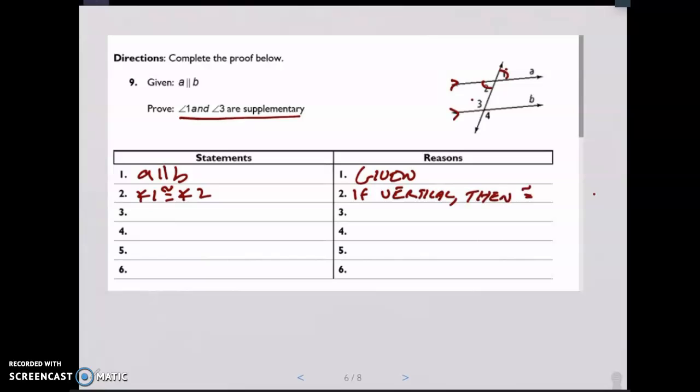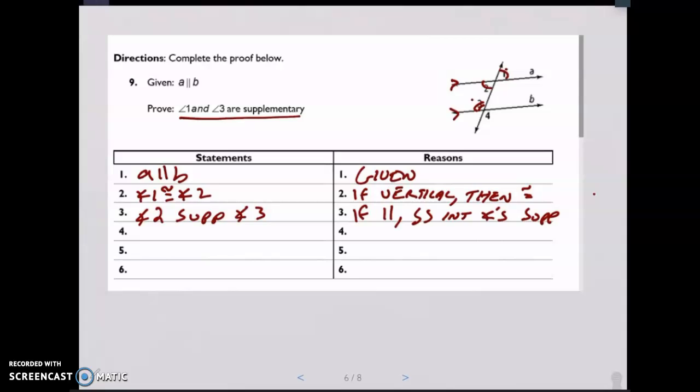So now, since they're parallel, I can get 2 sup to 3. 2 is sup to 3, and the reason for that is, if parallel, then same side interior angles are sup. So now here's what we got.